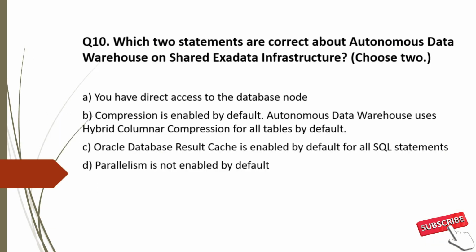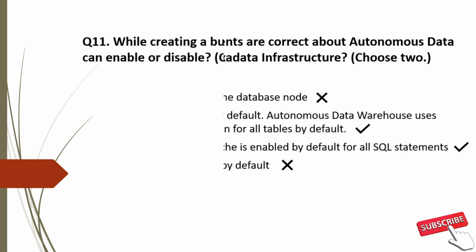Option A, you have direct access to the database node. No, you do not have, so this is incorrect. Option B, compression is enabled by default. Autonomous Data Warehouse uses hybrid columnar compression for all tables by default. Yes, this is correct as per OCI doc. Option C, Oracle Database Result Cache is enabled by default for all SQL statements. This is also a valid statement, so correct. Option D, parallelism is not enabled by default. This is incorrect. So the correct options for question 10 are option B and C.